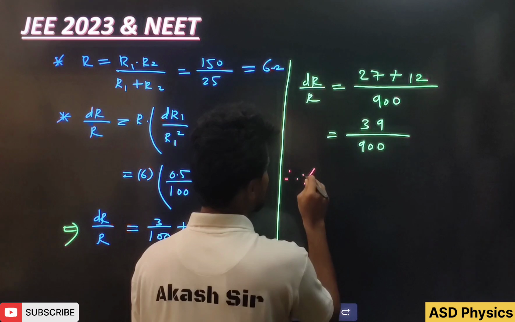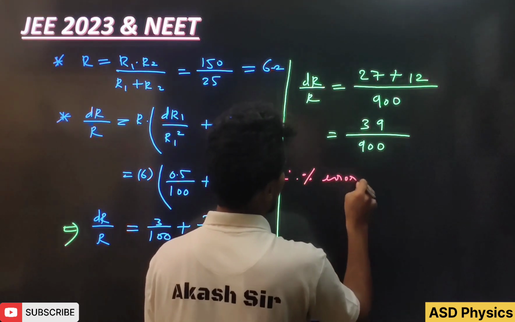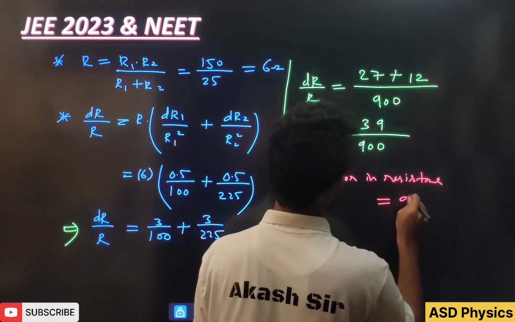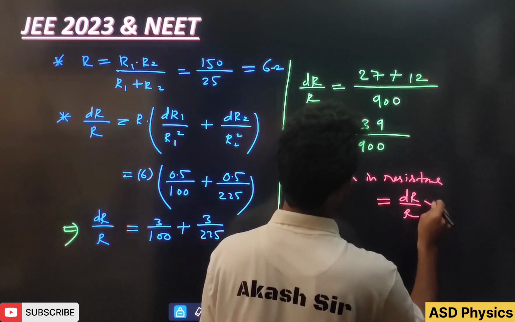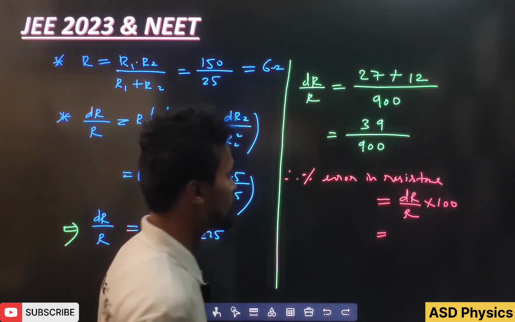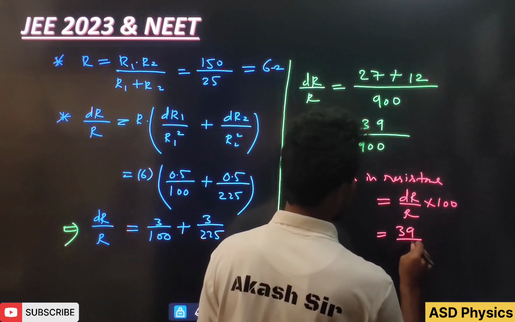Okay. So students, here see the percentage error in resistance. Percentage error in resistance, how much is there? dR by R into 100, or delta R by R into 100, is it? So students, this 900 and 100, what will happen? Some will cancel out, and it will come here 39 by 9.